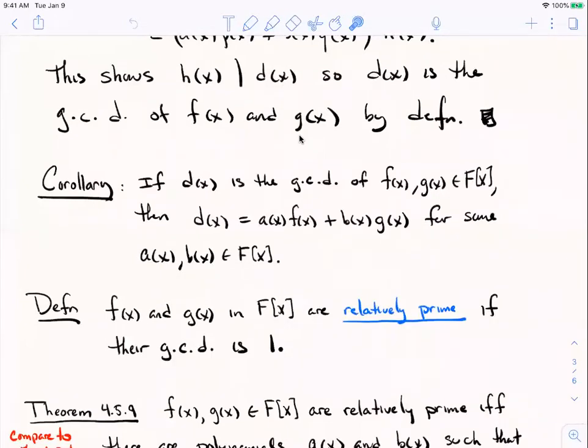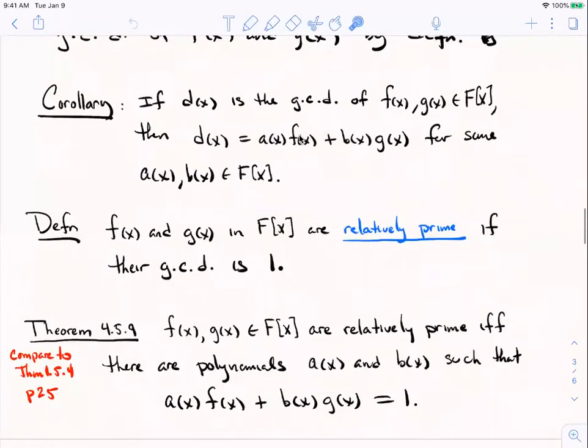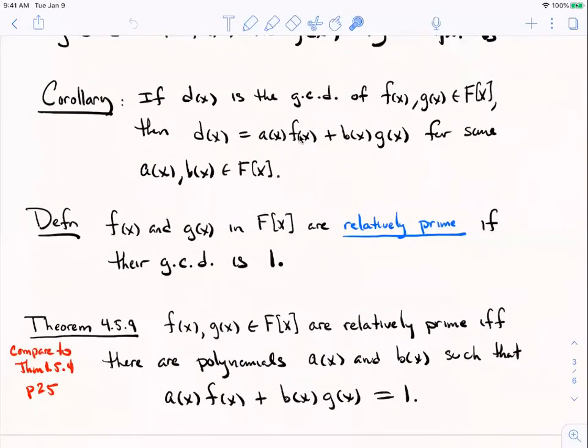Okay? Next result, theorem 4.59. If you haven't already done it, stop the video, go back into chapter 1, compare this theorem to theorem 1.54 on page 25. It's exactly the same theorem, but we're stating it here for polynomials. Theorem 1.54 is about integers. But the theorem says that two polynomials f and g are relatively prime if and only if you can find polynomials a and b such that the linear combination af plus bg is 1.